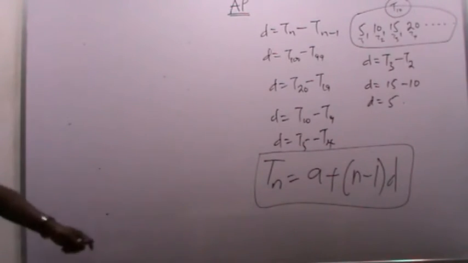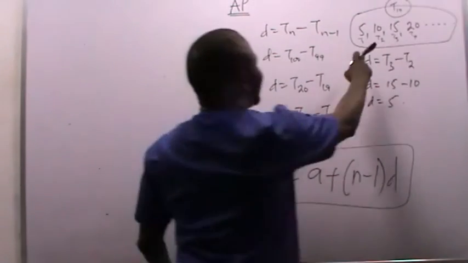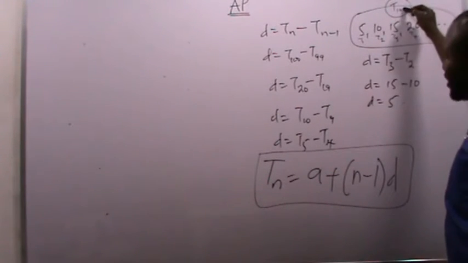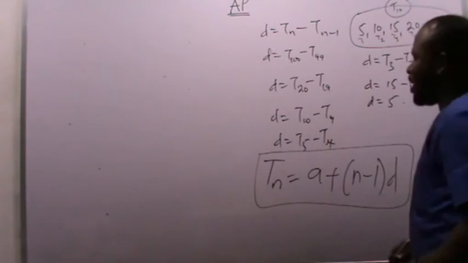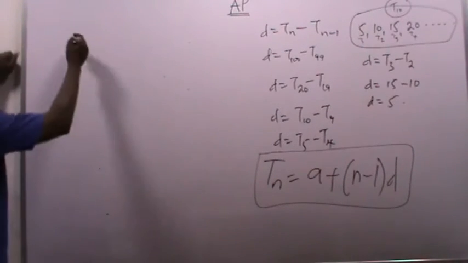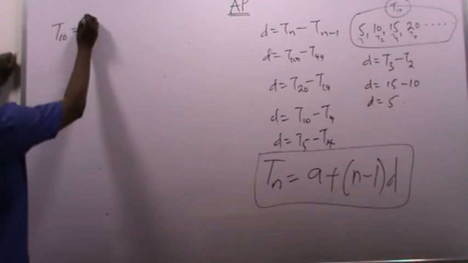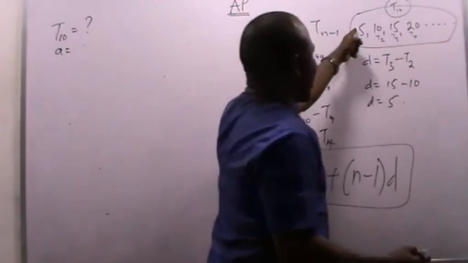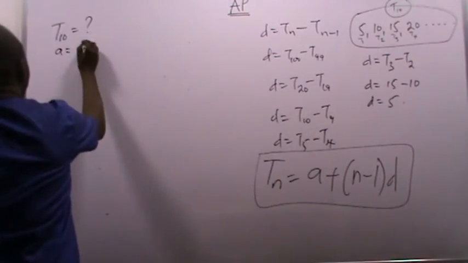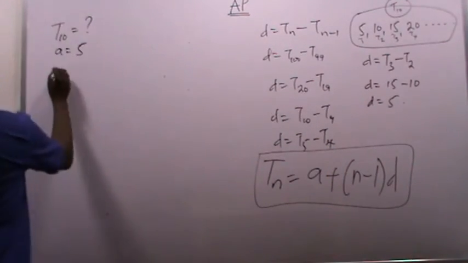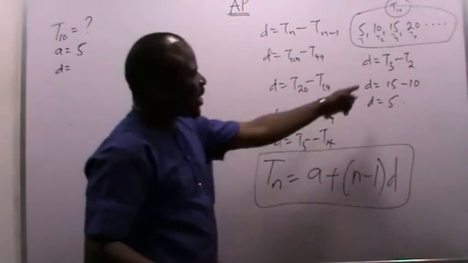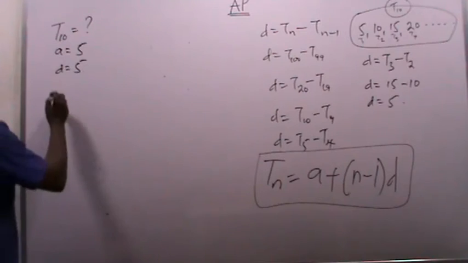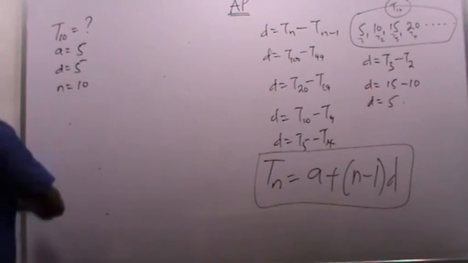Alright, the question I gave you is, for this example here, 5, 10, 15, 20, and I ask you to find the 10th term. I want to show you how this formula is used. So I will now come down and say T10 is the question. What is my first term? What is the first number? 5. What is my common difference? 5. What is my n? 10.